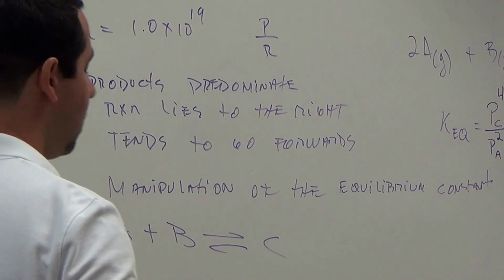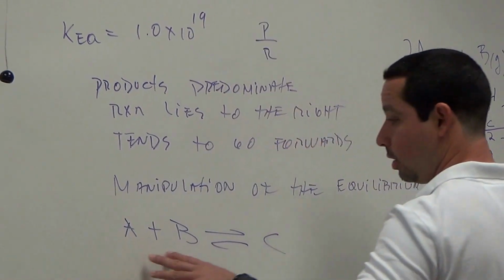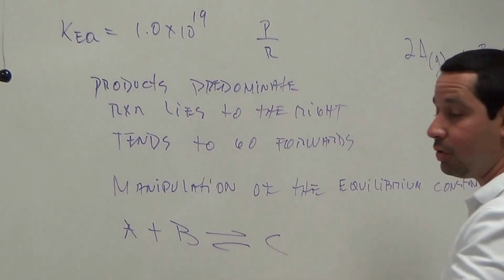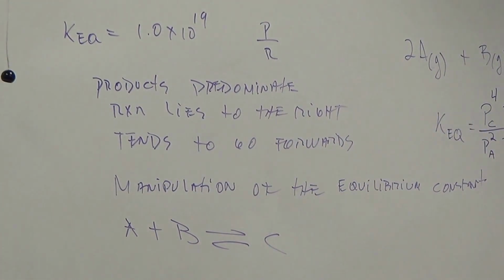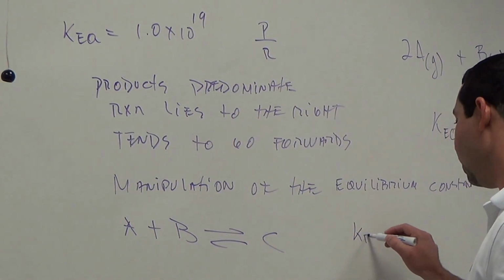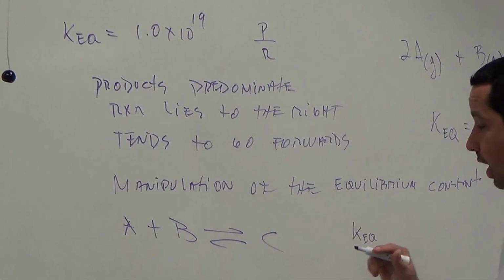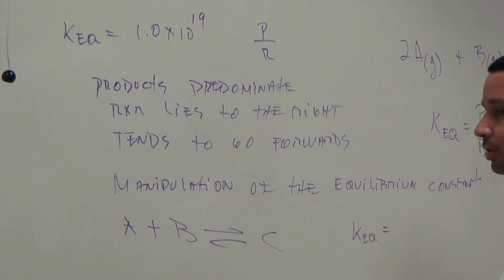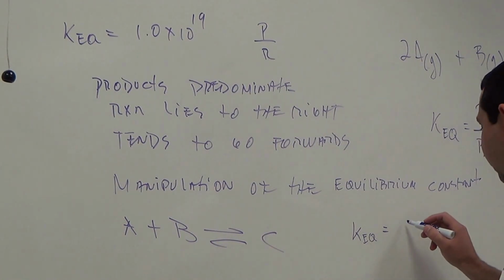Okay, so here's A plus B give you C, yes or no? And let's say that the equilibrium constant for this reaction is, let's say it's 4.